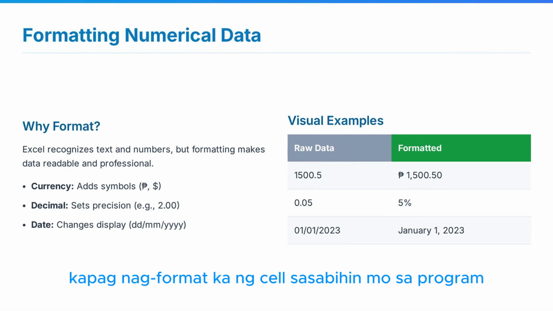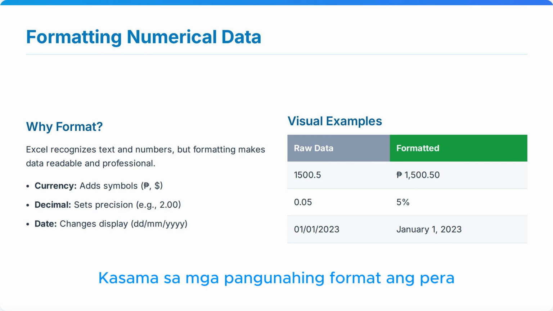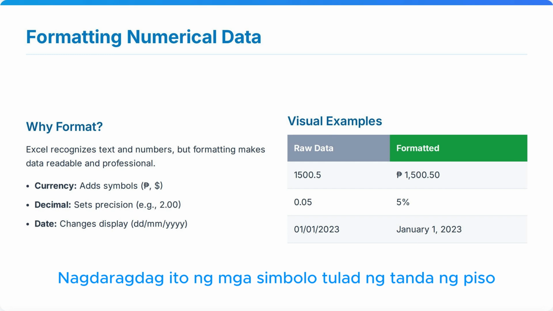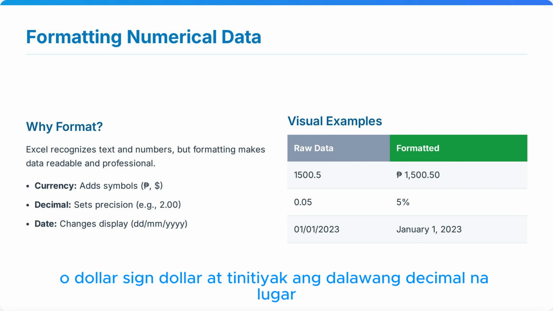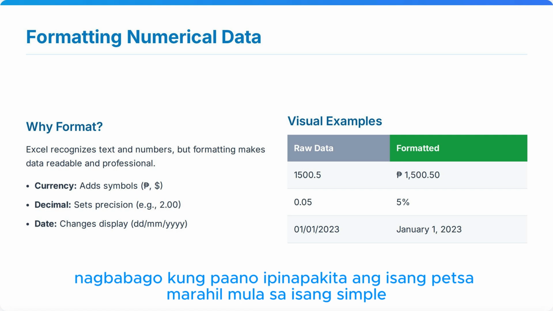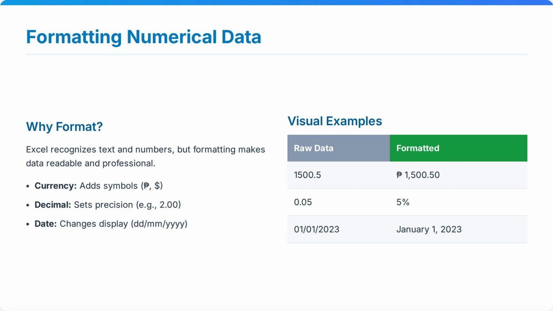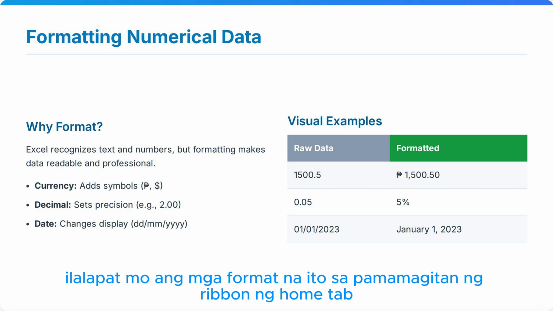When you format a cell, you tell the program how to display the number without changing its underlying value. Key formats include currency. This adds symbols like the peso sign or dollar sign, and ensures 2 decimal places. Percentage. Converts a decimal value like 0.05 into 5%. Date. Changes how a date is displayed, perhaps from a simple number to a readable format like January 1, 2023. You apply these formats through the Home tab ribbon.